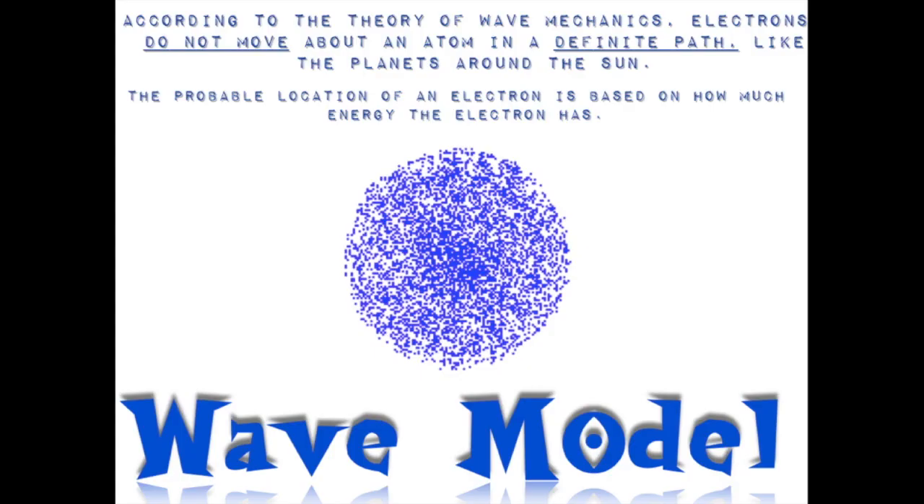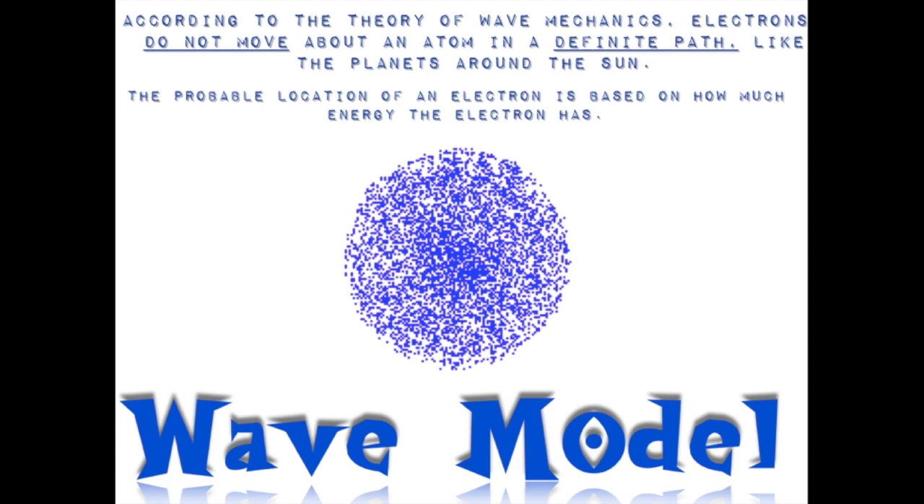And then moving on, I'm going to end with the basic idea of the wave model, saying that the electrons don't really move about and around the atom in a definite path like planets around the sun, but they actually have an energy. So instead of going in a direct path, they have more of a probable location, based on how much energy the electron is given. So they're kind of moving all over in a designated area, but not in a set path.